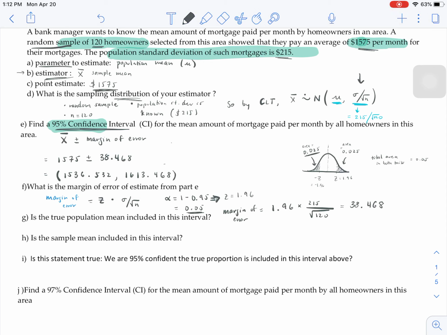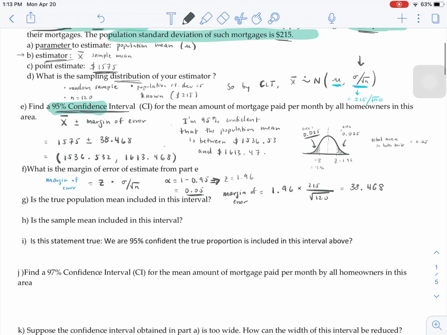What does this interval mean? How do I interpret it? I'm 95% confident that the population mean, which is what I'm trying to estimate, is between $1,536.53 and $1,613.47. That's my 95% confidence interval.